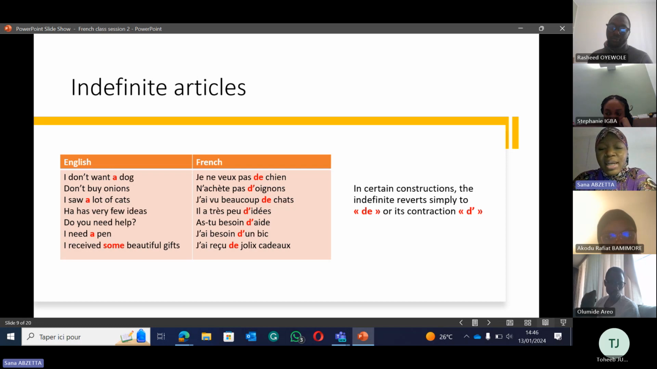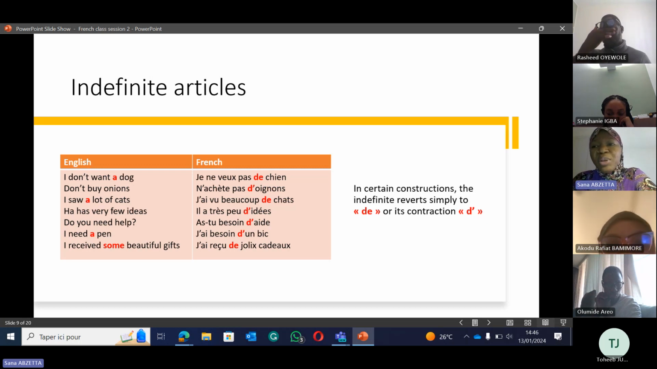And to do that, really there is not any way to know if you don't practice it. With practice, etc. There is no rule. Like previously, I told you if you want to talk about profession or religion, you do not use the article. But if you want to use un or de, there is no specific way to know before. It's just with practice.